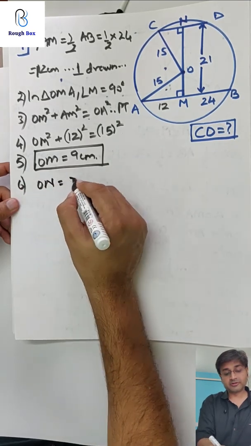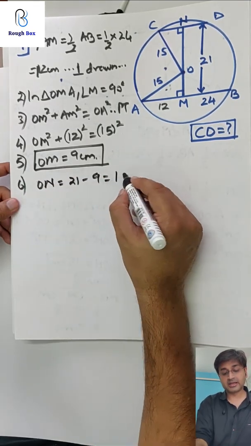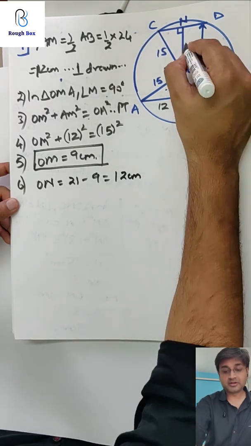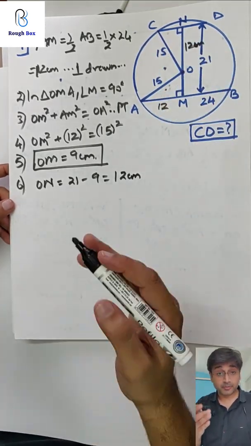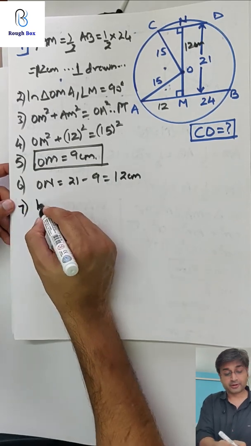So therefore ON will be 21 minus 9, that is 12 centimeters. So we managed to get this. Now apply Pythagoras, get CN. Come on, pause at least now and try it on your own.